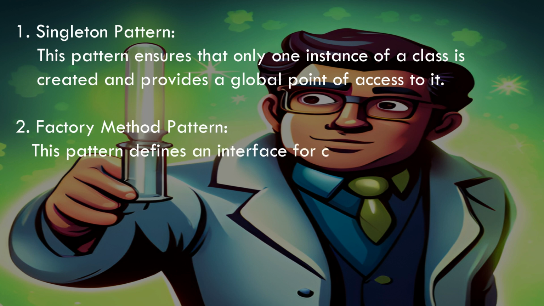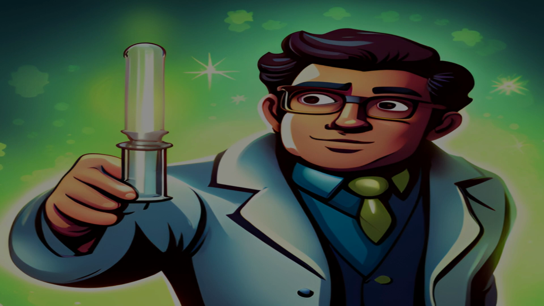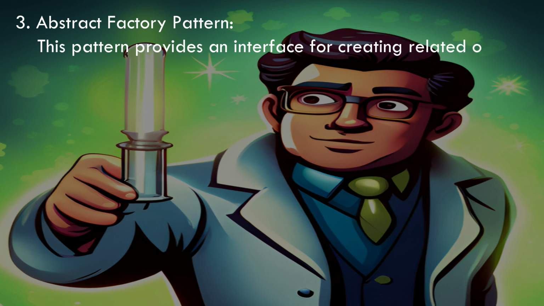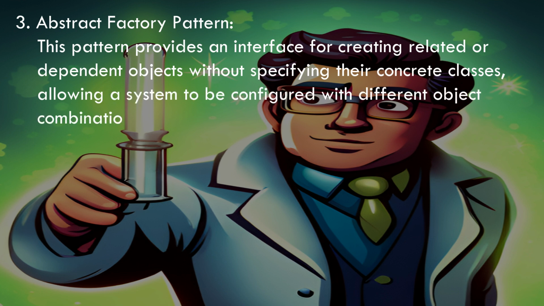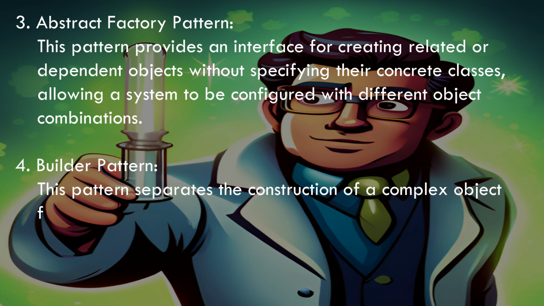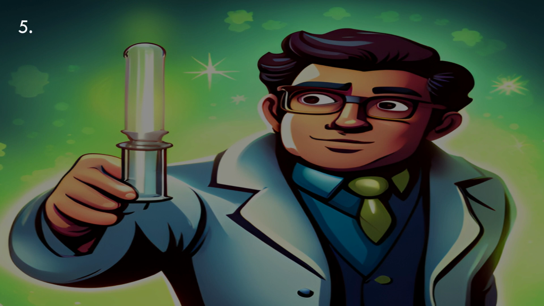2. Factory method pattern. This pattern defines an interface for creating objects, but delegates the responsibility of creating them to its subclasses, allowing the class to decide which objects to create. 3. Abstract factory pattern. This pattern provides an interface for creating related or dependent objects without specifying their concrete classes, allowing a system to be configured with different object combinations. 4. Builder pattern. This pattern separates the construction of a complex object from its representation, allowing the same construction process to create different representations.